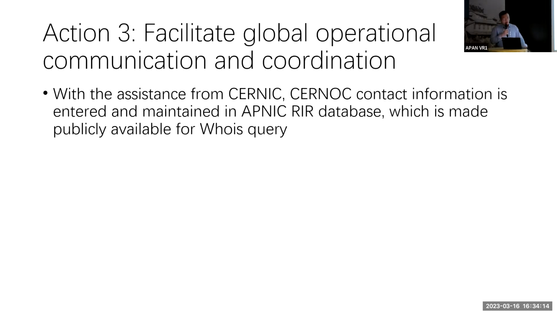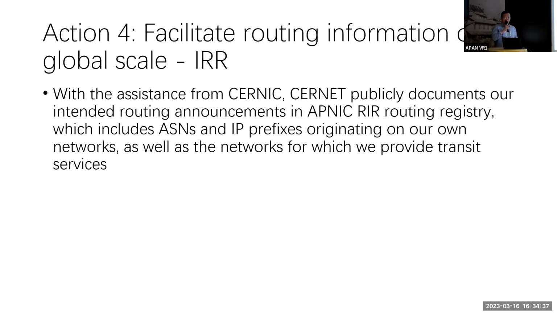And for action three, facilitate global operational communication and coordination, with the assistance from CERNIC. The CERNOC contact information is entered and maintained in the APNIC IRR database, which is made publicly available. And for action four, facilitate the routing information on the global scale, also with the assistance from CERNIC. CERNIC publicly documents our intended routing announcements in the APNIC IR routing registry, which includes AS numbers and IP prefixes originating from our own networks as well as the networks for which we provide transit services.